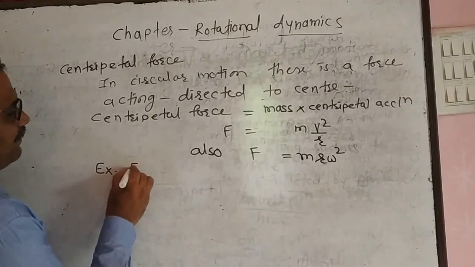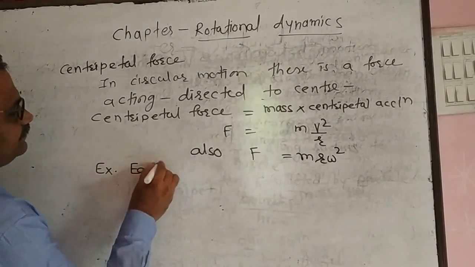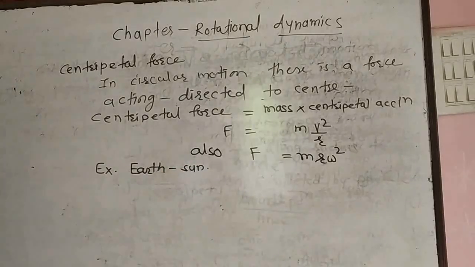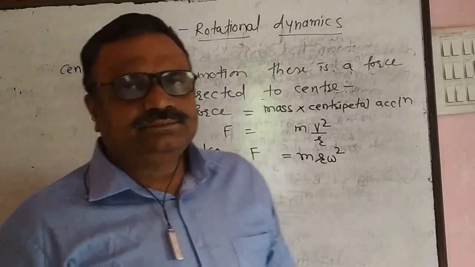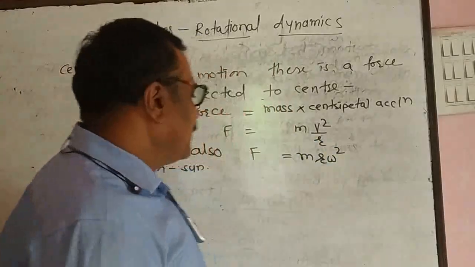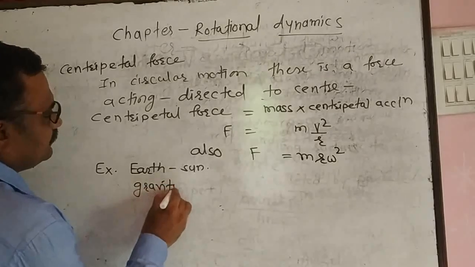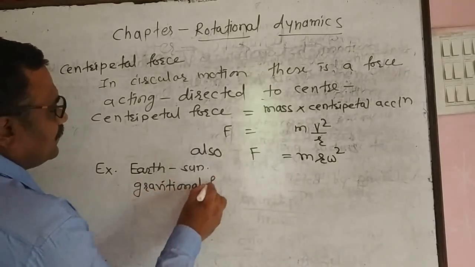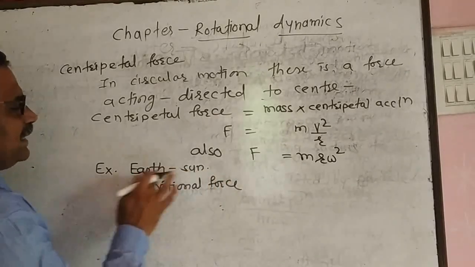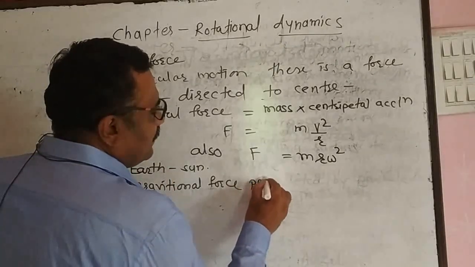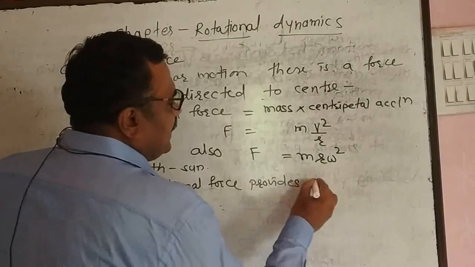Consider the example of Earth and Sun. We know Earth rotates round the Sun. Here, the gravitational force between Sun and Earth provides centripetal force.